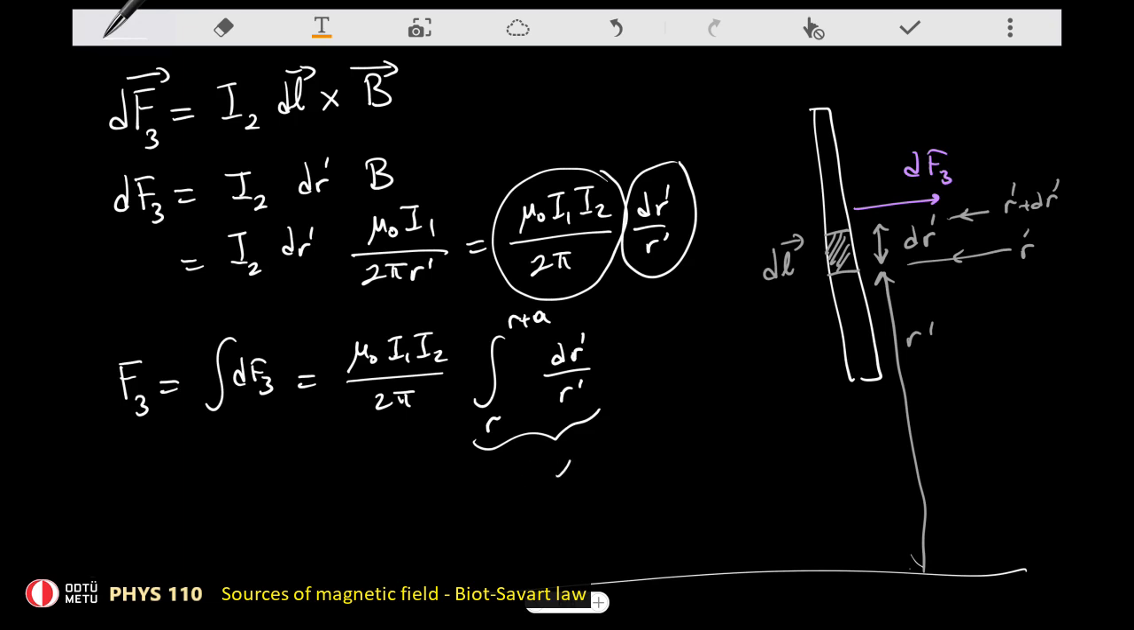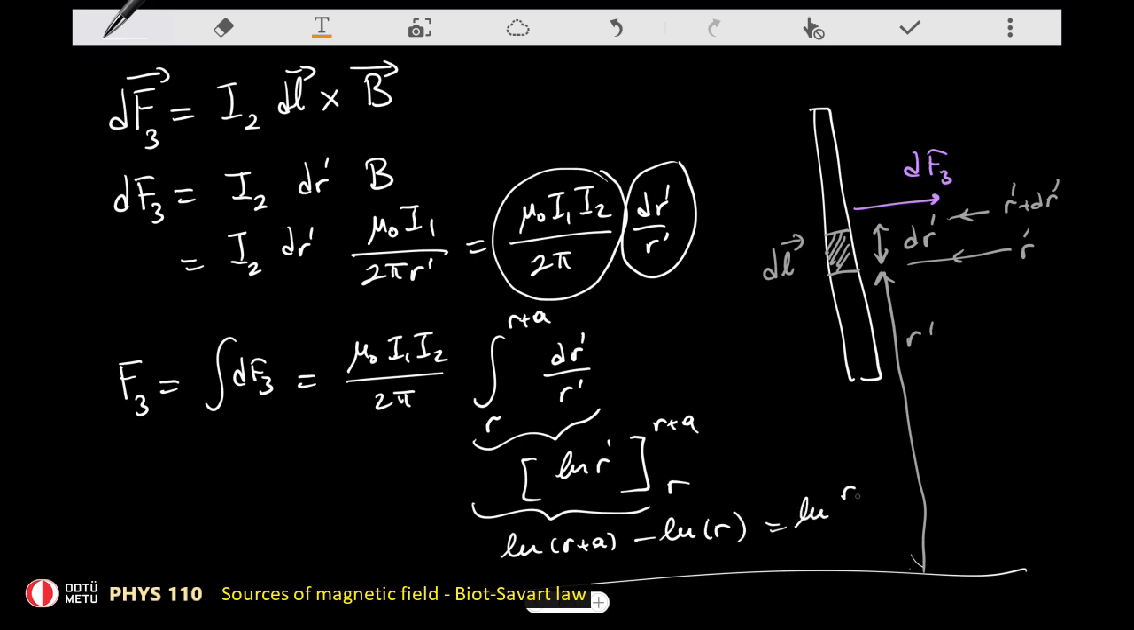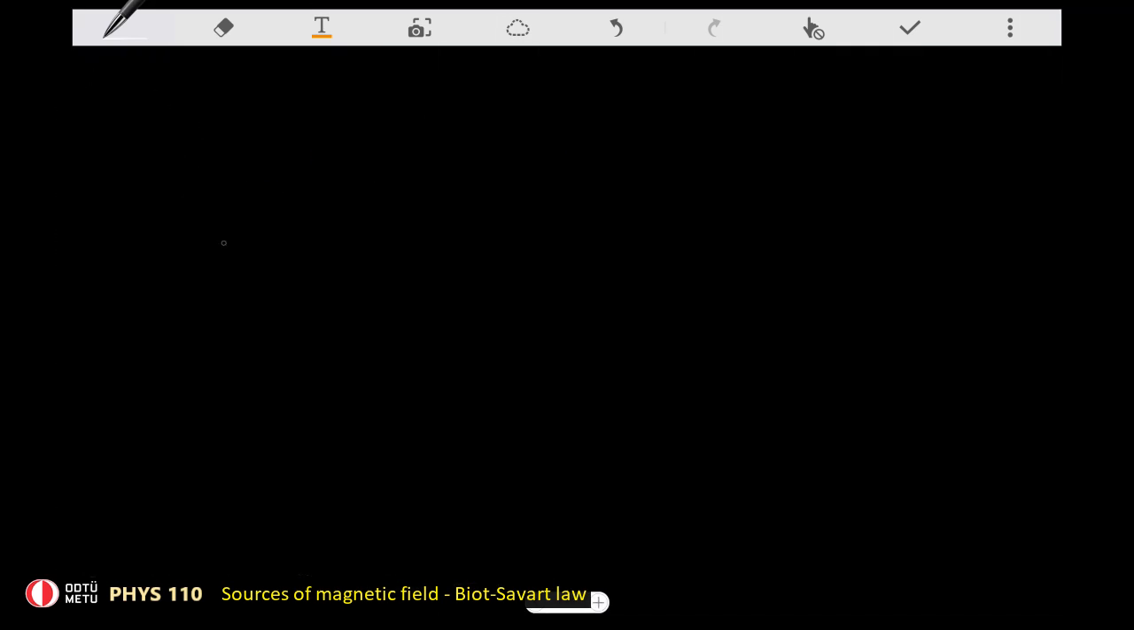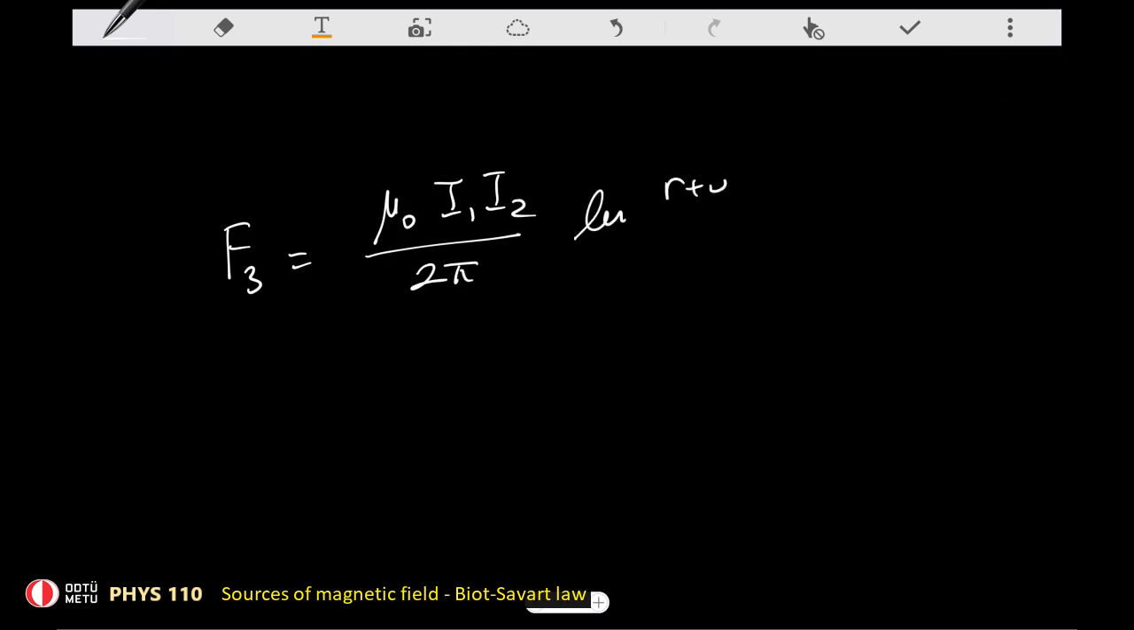So the integral is logarithm of r prime, evaluated from r to r plus a. So therefore, I can write down the integral as logarithm of r plus a minus the logarithm of r. I can also express this in terms of the ratio. All right, that's how you compute that force, but let me just write in one final place. So F3 therefore is equal to mu 0 I1 I2 divided by 2 pi and the logarithm of r plus a divided by a.